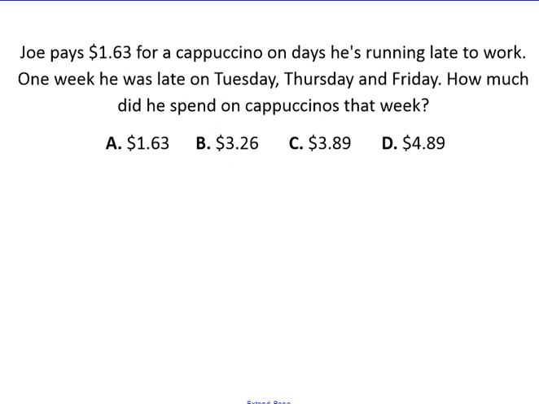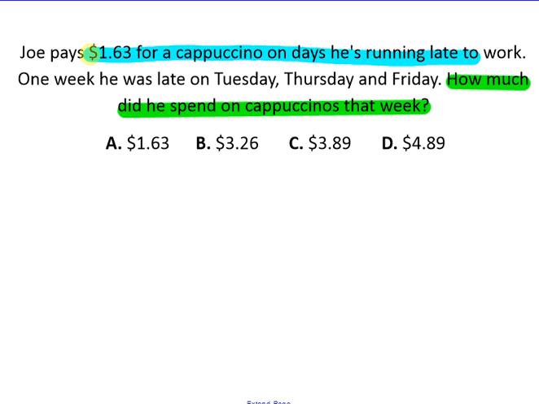All right. Joe pays $1.63 for a cappuccino on days he's running late to work. 1 week he ran late on Tuesday, Thursday, and Friday. How much did he spend on cappuccinos that week? All right, so let's go ahead and highlight the question. How much did he spend on cappuccinos that week? And then let's determine the operation. So it looks like $1.63 for cappuccinos on days he's running late. He ran late Tuesday, Thursday, Friday.